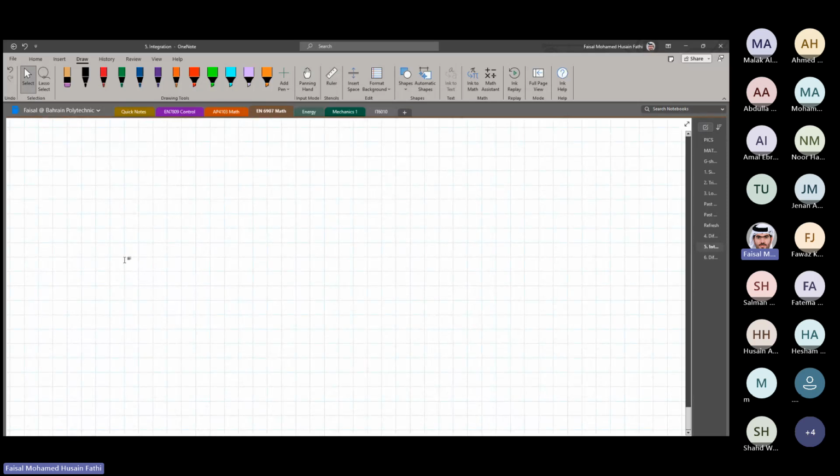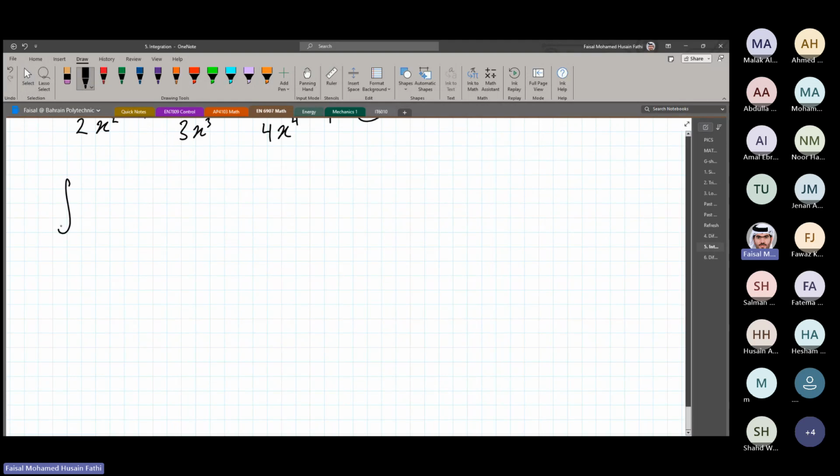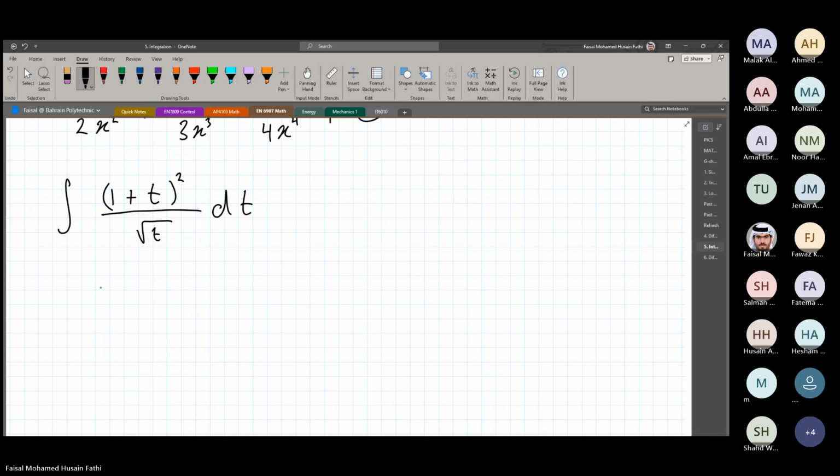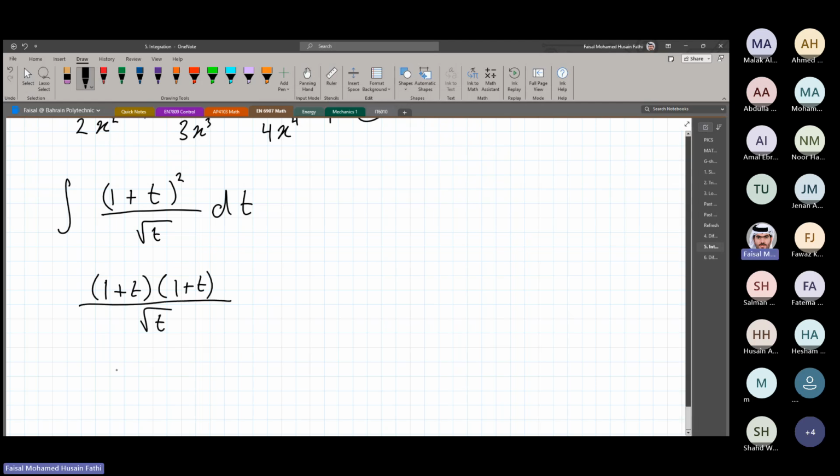Let us say, I remember seeing a problem like this in the slides. It was (1 plus t) to the power of 2 over square root of t, something like that, dt. In this case, our variable is t, so we are integrating in terms of t. Again, you're going to do the algebra first before you do the integration. So (1 plus t) times (1 plus t), and then over square root t.